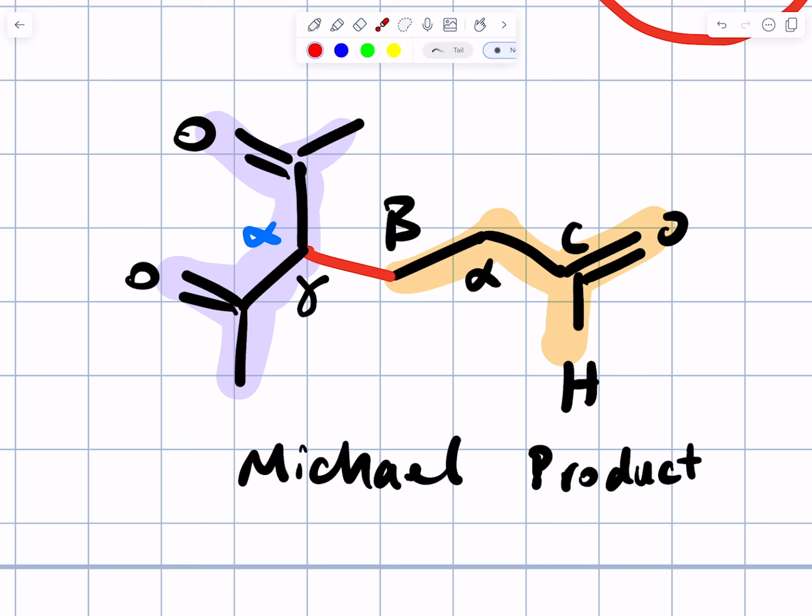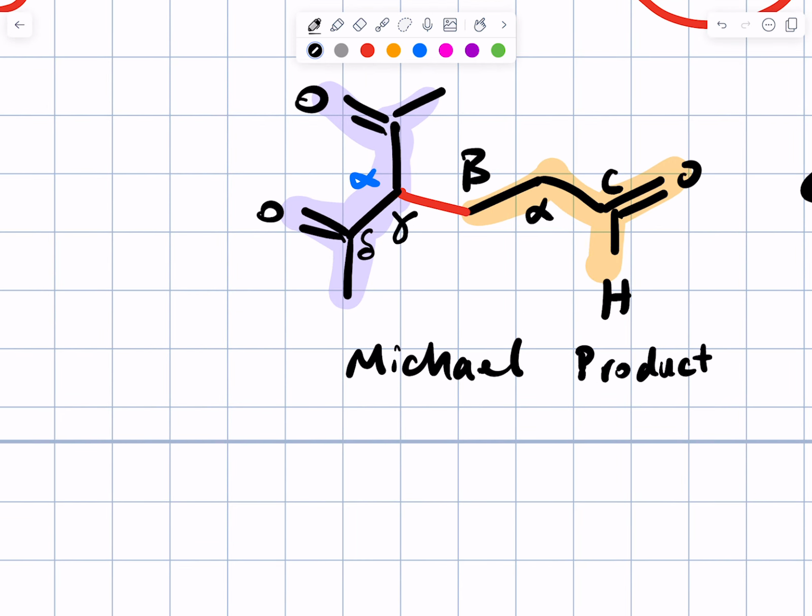So if you look at the Michael product, notice that the new bond that you make is always between the beta carbon and then the alpha carbon of another enolate. Or, as I pointed out, the new bond that you make in a Michael product is this bond between beta and gamma carbons. If you see a product that has a carbonyl on the delta carbon, that's a pretty good indicator that it could have been a Michael product.